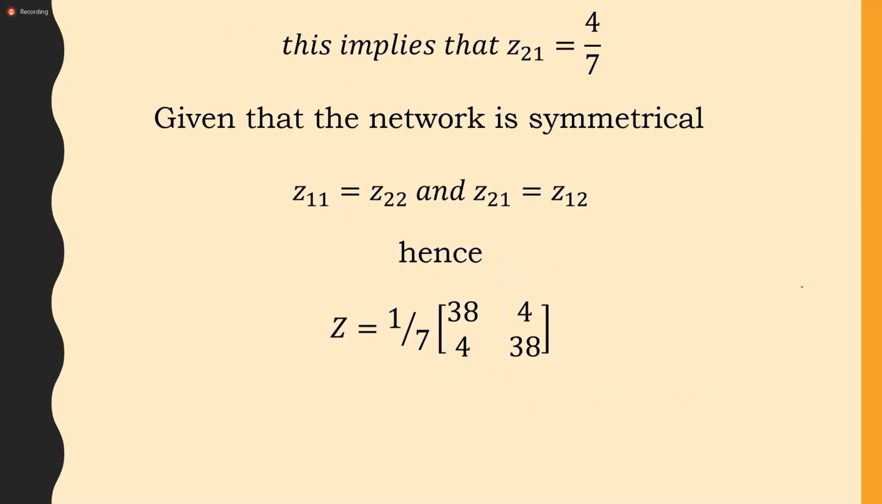So back to where we were, which is the impedance matrix, with 38/7 and 4/7 entries. Okay, so that's the impedance parameters.